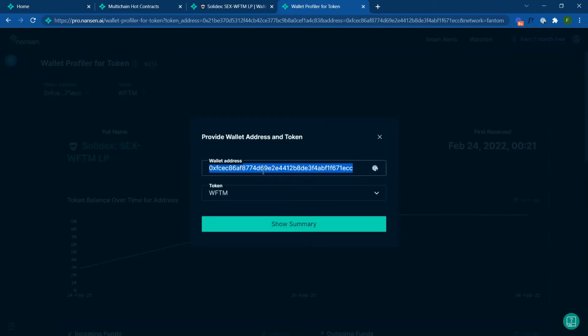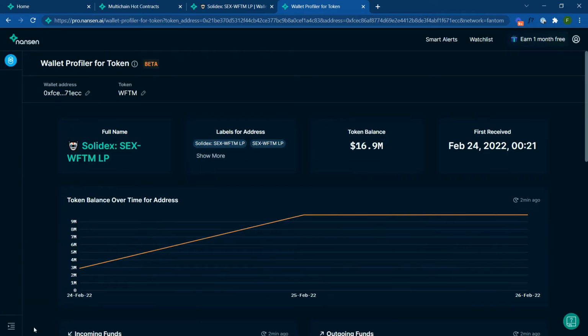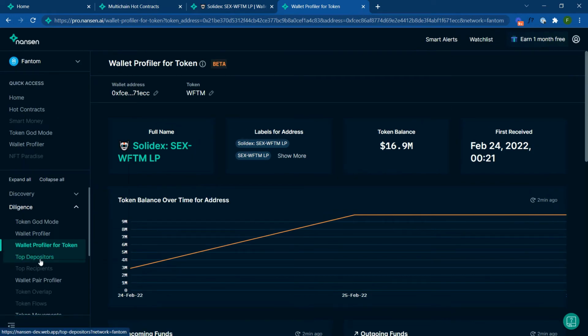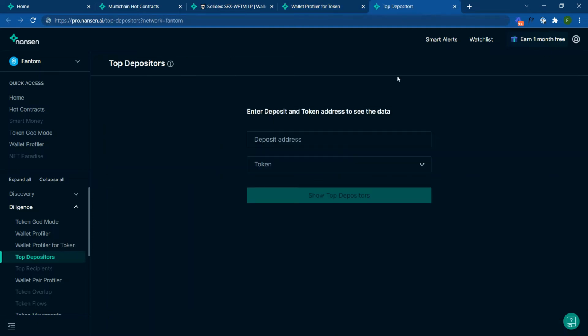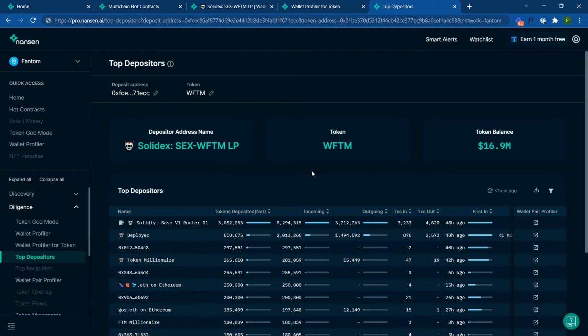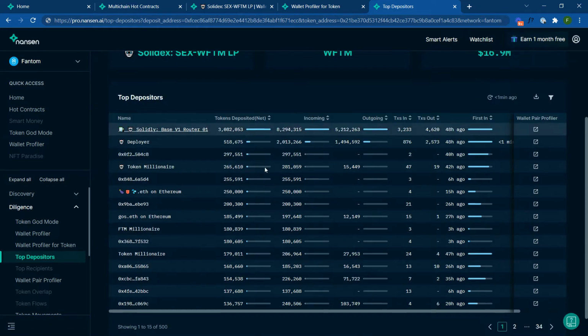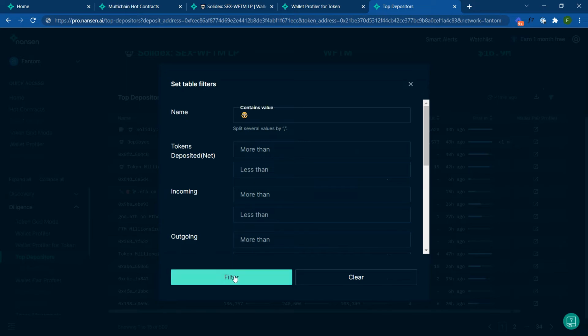In order to do so, we copy the address of the Solidex pool from up here. We open our left-hand navigation menu and select Top Depositors. Finally, we paste the address and type in WFTM to obtain a more aggregated overview of depositors of the token into this pool. Also in this case, we can filter with the nerd emoji.